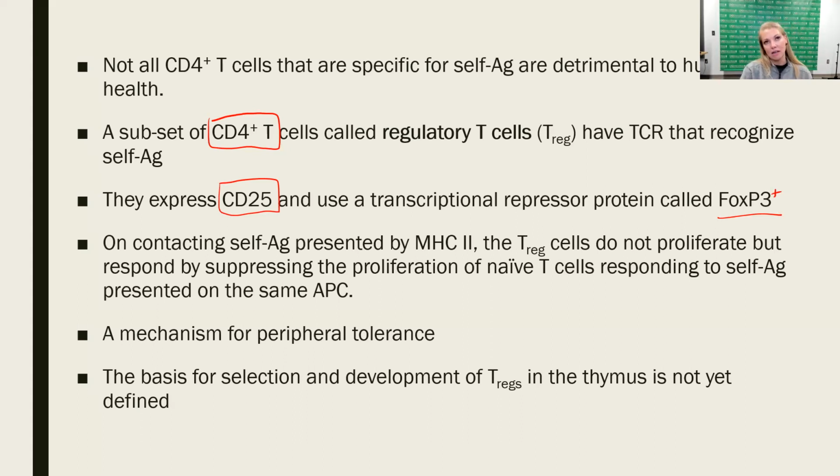When they come into contact with self-antigen in conjunction with MHC class 2, rather than becoming activated and proliferating and becoming major effector cells for the immune response, they actually respond by secreting cytokines that will decrease the immune response. So this is another major mechanism of peripheral tolerance: the shutting down of the immune system by T regulatory cells, or Tregs.